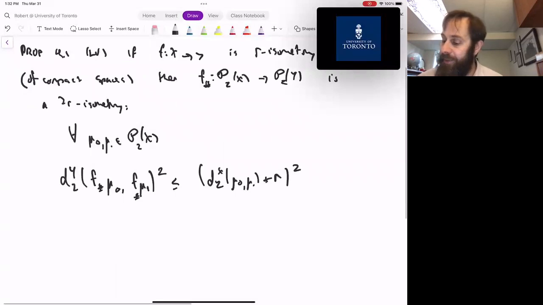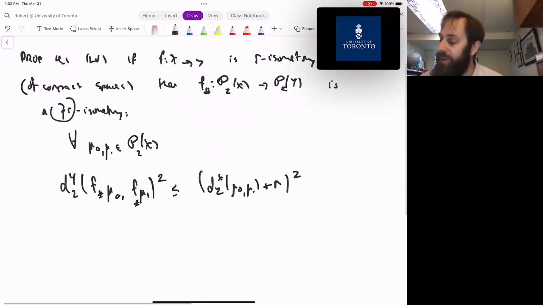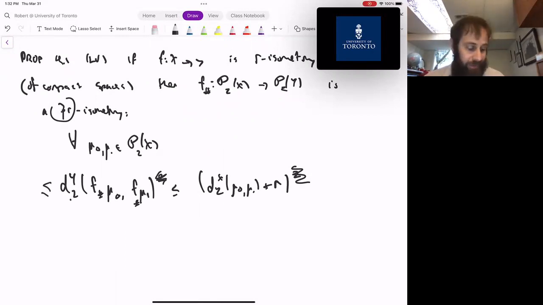So I got that far, and then I couldn't understand where I'd gotten this 7R from. What I forgot was that we can take the square root and eliminate the square roots from here. But this gives an upper bound, but to be an R isometry, we also need a lower bound. We would also like this to be bigger than this minus something, and that's where we get the 7R from.